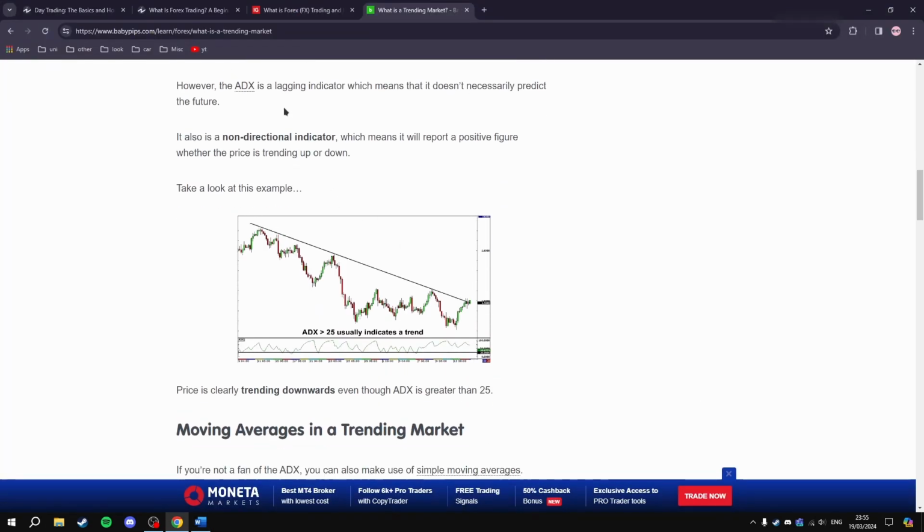However, the ADX is a lagging indicator, which means that it doesn't necessarily predict the future. It is also a non-directional indicator, which means it will report a positive figure whether the price is trending up or down.